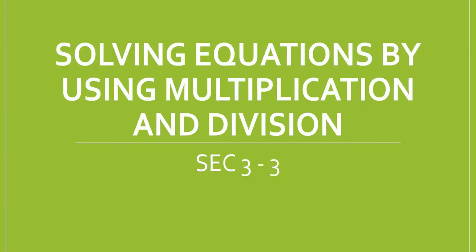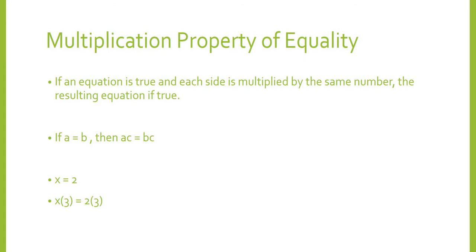Okay, that's better. So, multiplication property of equality. If an equation is true and each side is multiplied by the same number, the resulting equation is true. Sounds familiar, just like the others, right? So if a equals b, then ac equals bc.